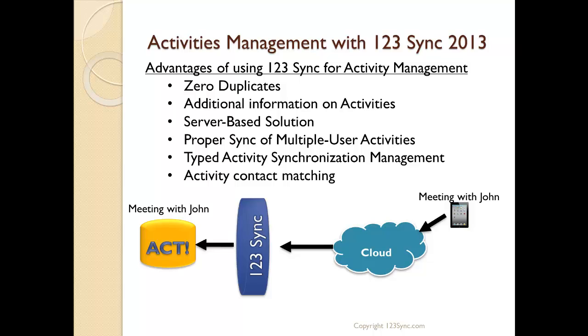Activity contact matching is another powerful feature provided by 123 Sync, where you schedule an activity using an iPhone or iPad or a Windows Phone or BlackBerry with a particular individual or a particular contact. In this case it is John. So we schedule a meeting with John, it will pop up in ACT that the meeting is with John and not with my record.